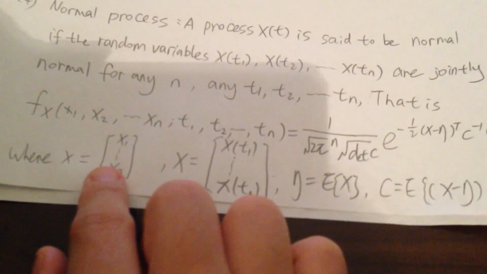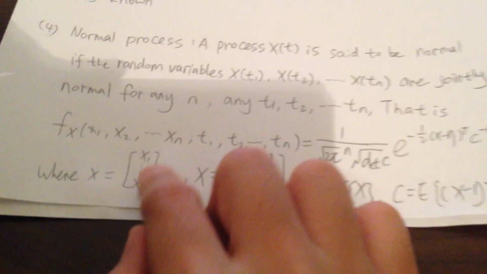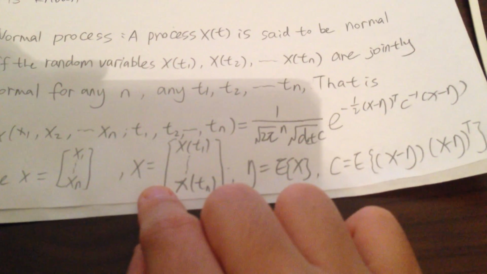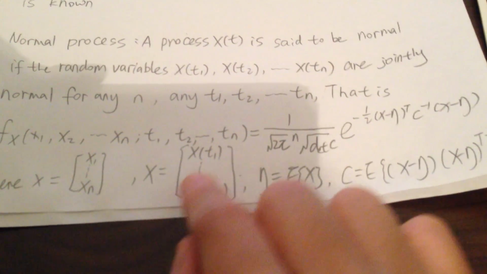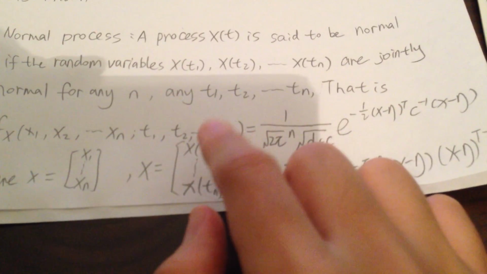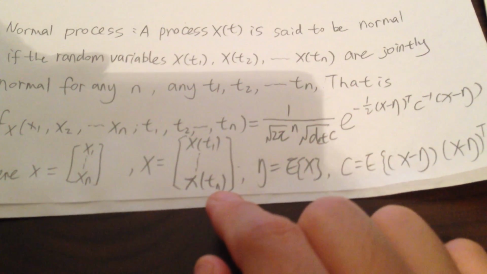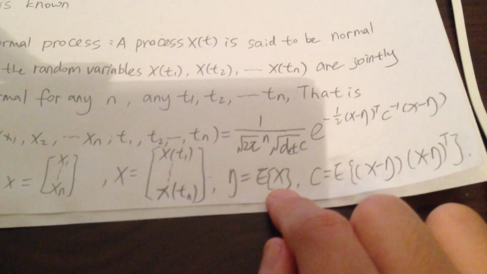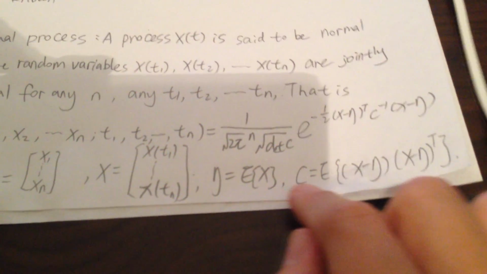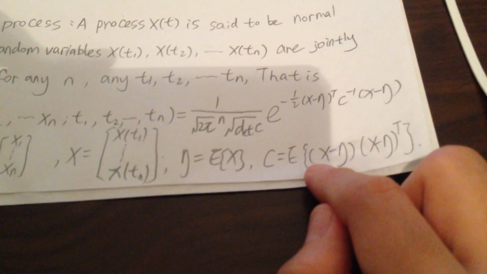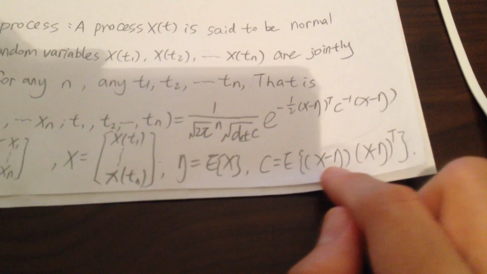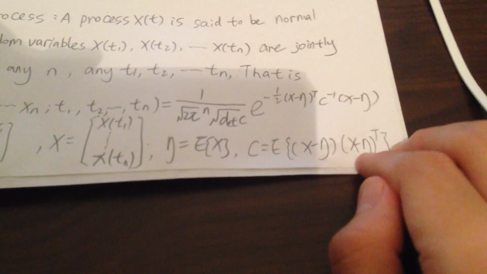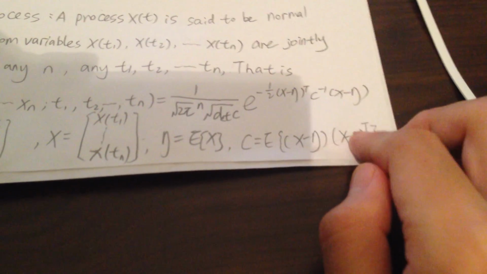Here x is the vector of x1 to xn, and capital X is the vector of x(t1) to x(tn), and eta equals the expectation of X, and C equals the expectation of (X minus eta) times (X minus eta) transpose.